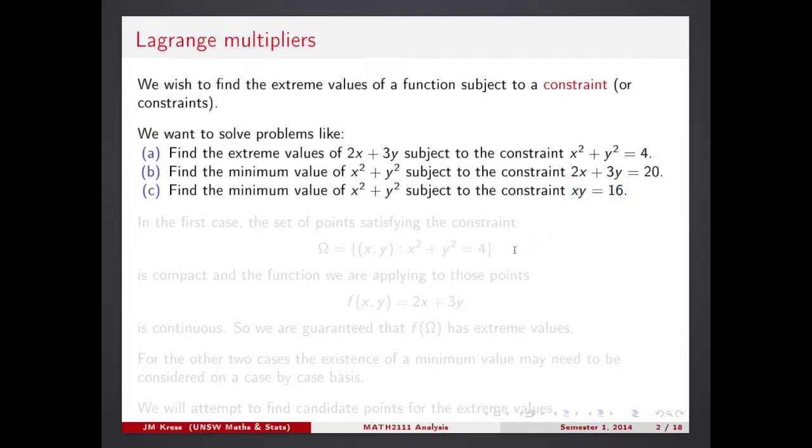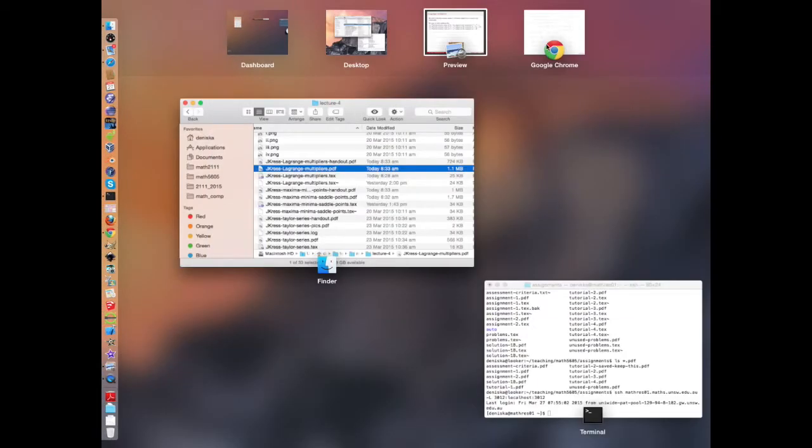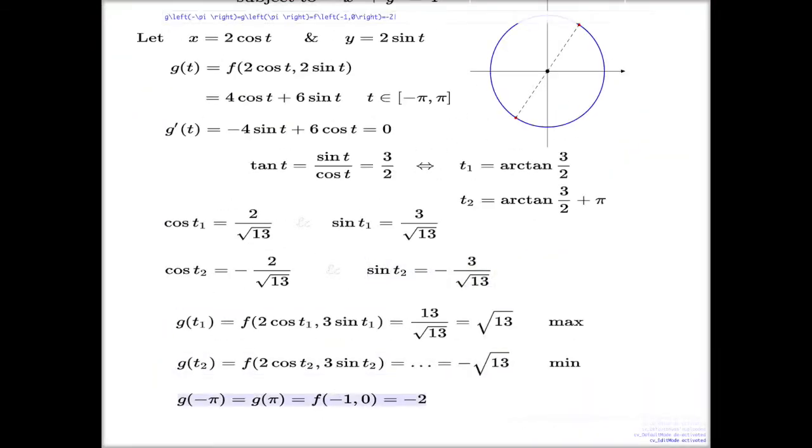Yeah, that's right. So let's just discuss with you what the Lagrange method is about. Oh, sorry, yes. I think that last example was wrong. It should have been f(-2, 0) instead of f(-1, 0), because it was 2 cos t instead of cos t. That's right. Thank you very much. That should be -2, which makes it -4.